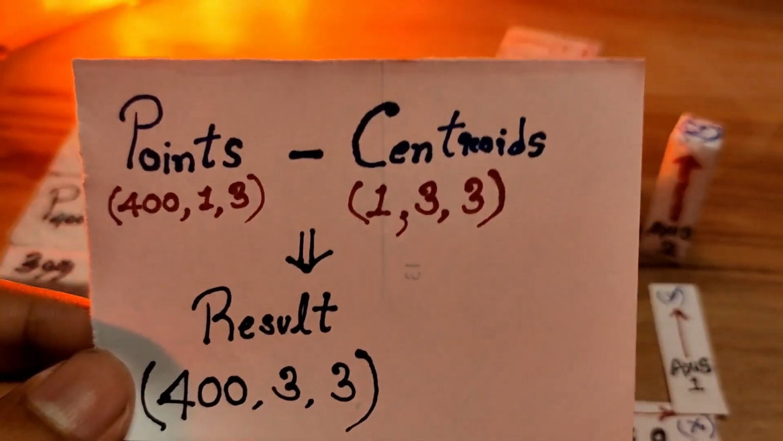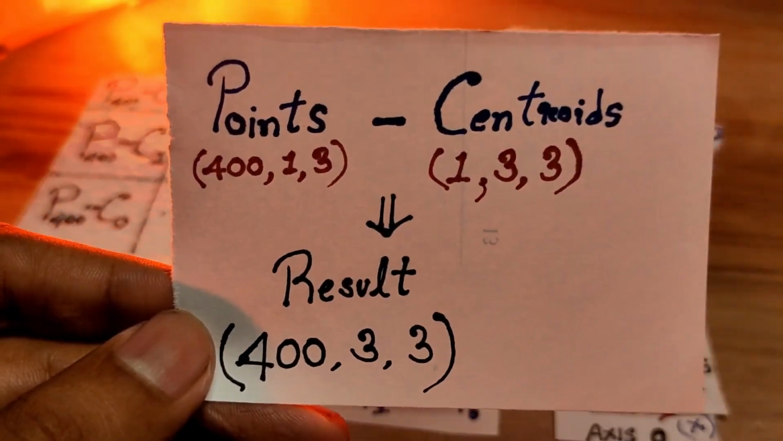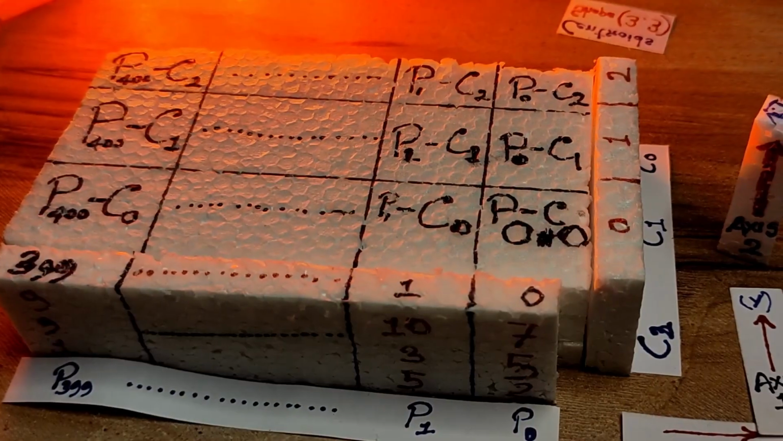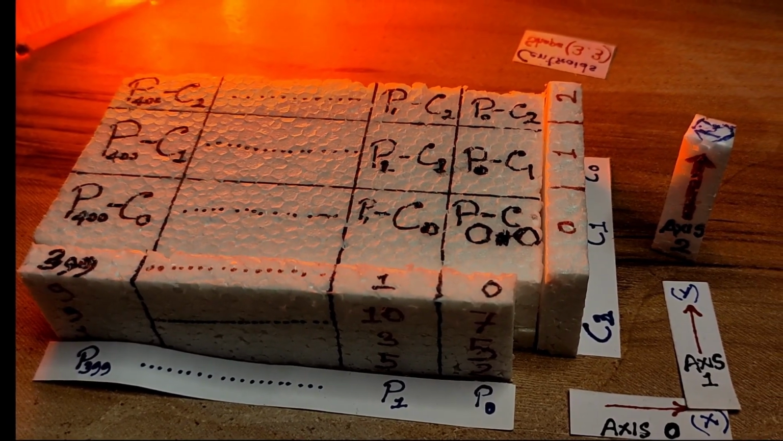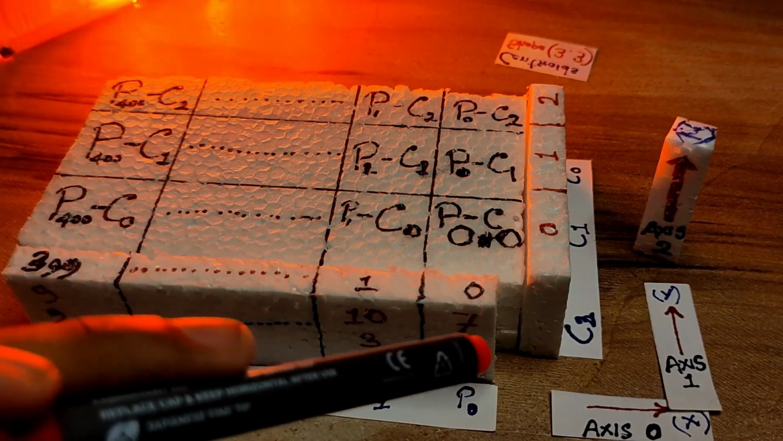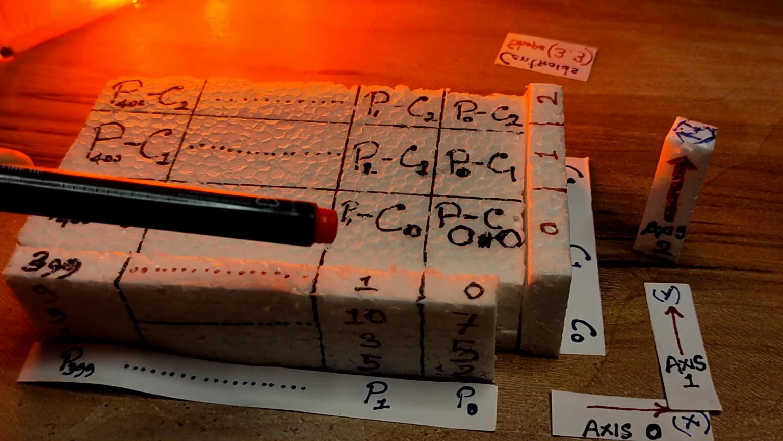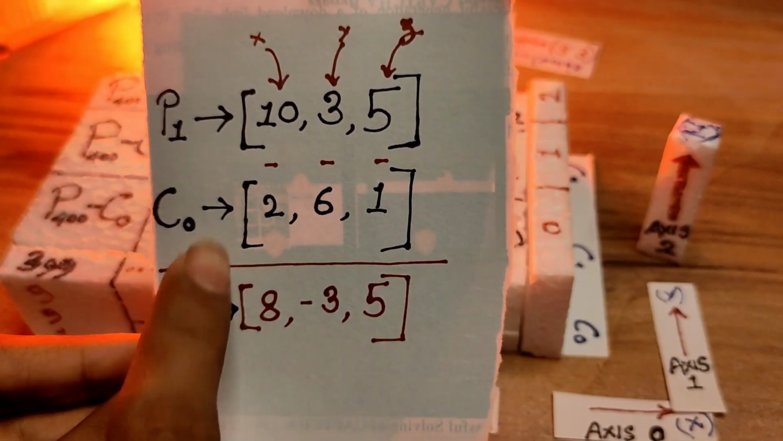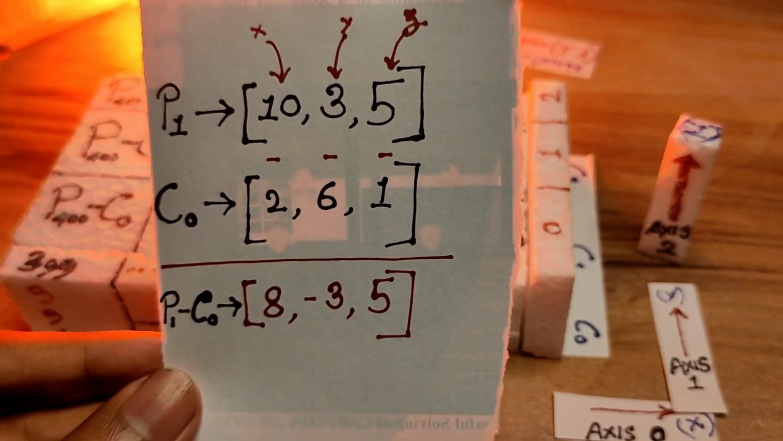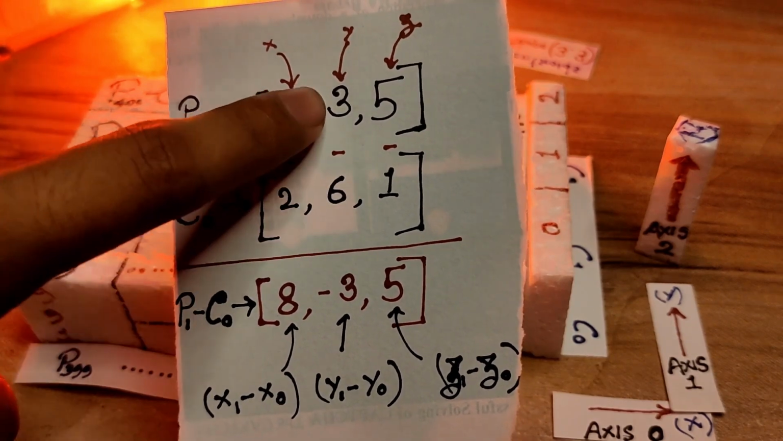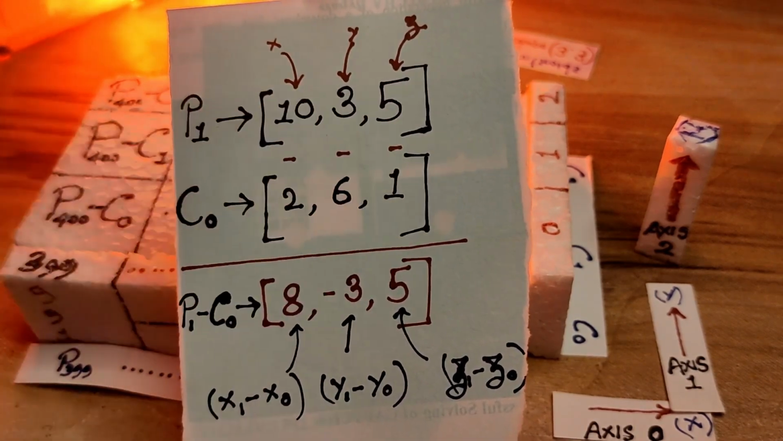So now when we do points matrix minus centroid matrix, we get a resultant matrix of the shape 400 by 3 by 3, which looks something like this. You see, each cell here corresponds to the subtraction of a point minus a centroid. Like here we have point 1 minus centroid 0. When we do P1 minus C0, it subtracts the corresponding values, which will give us a resultant value of this, where this corresponds to x1 minus x0, y1 minus y0, and z1 minus z0, which looks something like this.